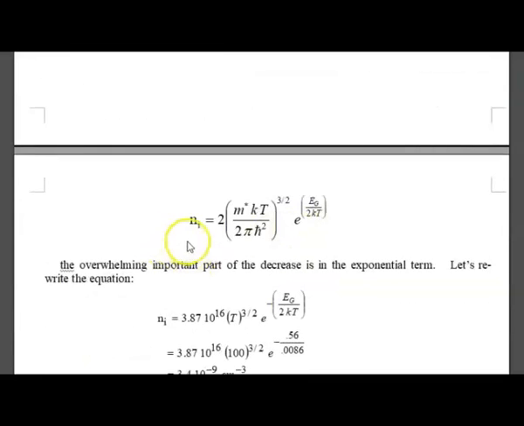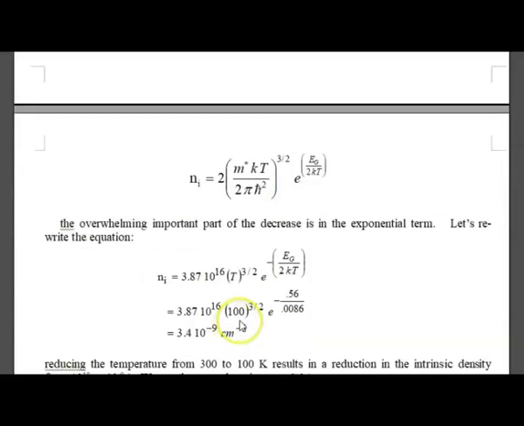Okay, so here's an explicit expression for the intrinsic concentration as a function of band gap and kT. This part of it is not terribly important because it's only to the 3/2. No big deal, but I pull out the 3/2 anyway, and then I do all of this stuff by itself. It's 3.9 times 10 to the 16th multiplied by the temperature raised to the 3/2.